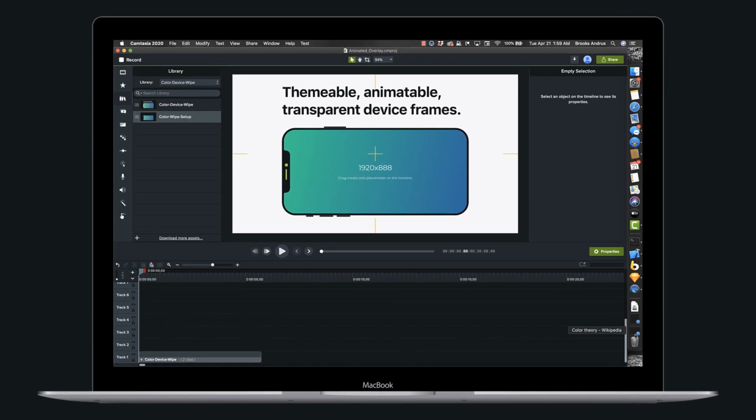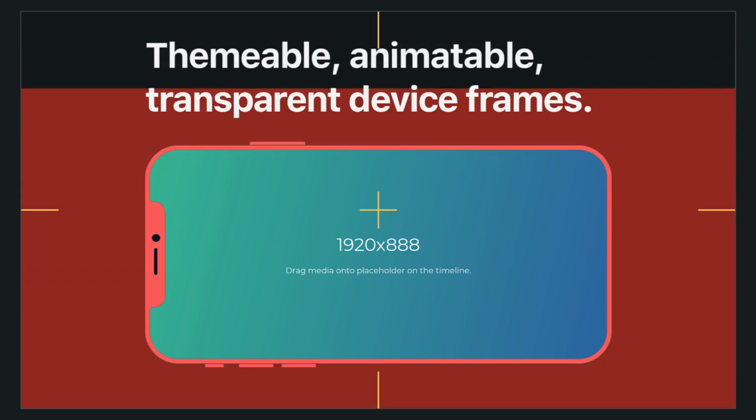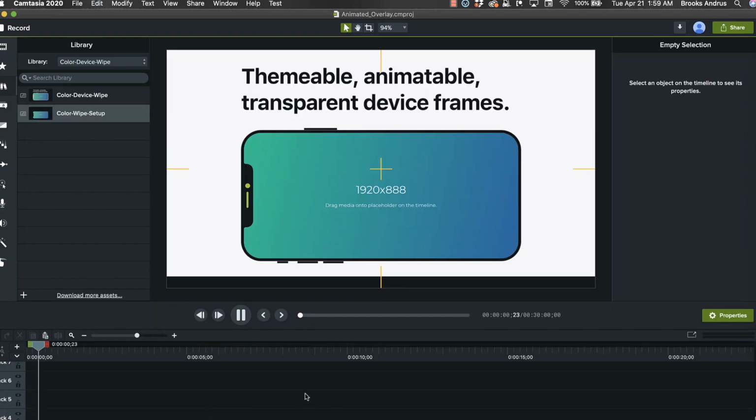All right, so we're back in Camtasia. I've already built this effect, so we can take a look at what we're going for. And we're just going to go ahead and play. You see I've got these nice color waves. Let's take a look at that one more time.